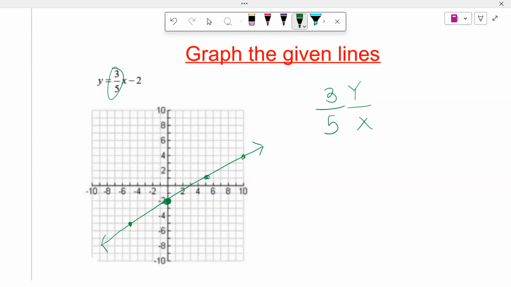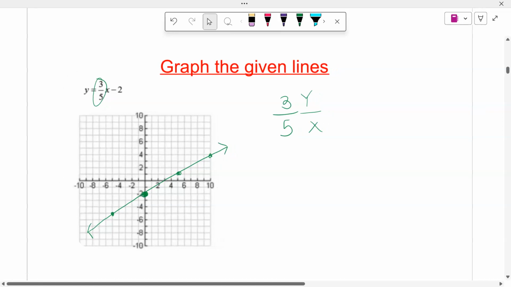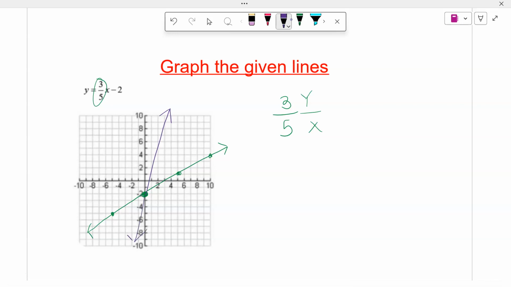Notice it's increasing. Typically, when you see fractional slopes, most of the time you're going to notice it's moderately increasing or decreasing. But in this case, it should be increasing because it's a positive line. Notice if I had, for instance, y equals 3x minus 2, it would be a lot steeper. It would probably look more like this, going really, really steep.